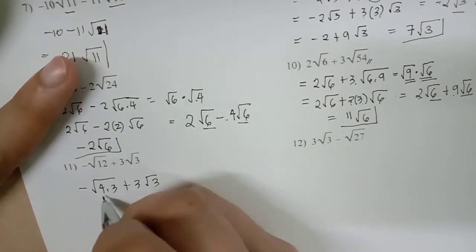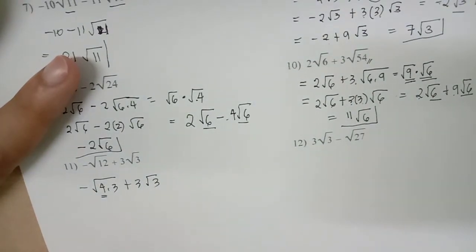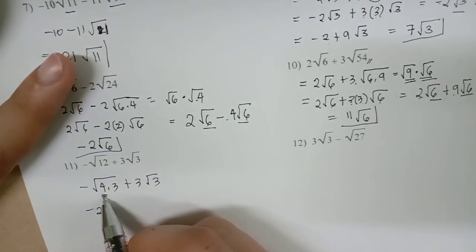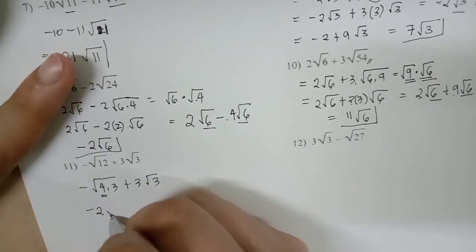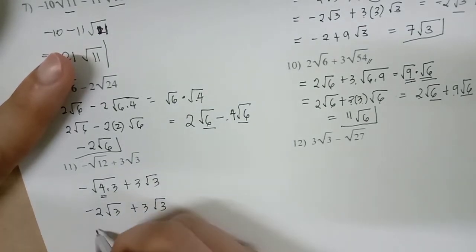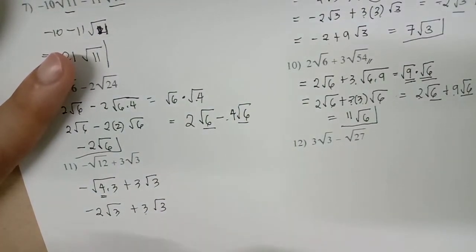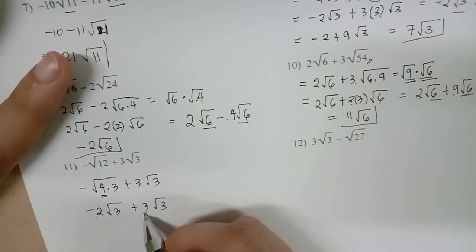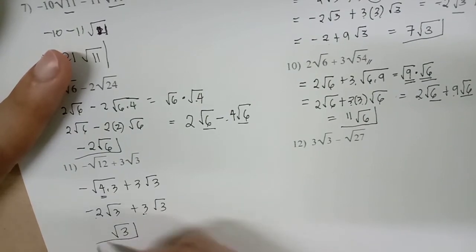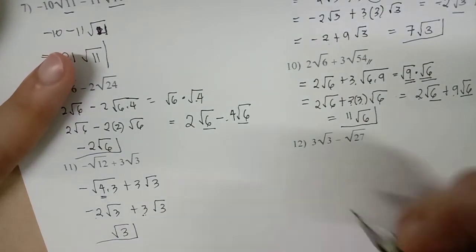Labas lang po natin si 4 kasi o perfect square po siya. So, negative 2. Ang square root po ni 4 is 2. Kaya po lumabas siya. Then, ang natira ay si 3. Plus 3 square root of 3. So, gagawin po natin, add lang natin, negative 2 plus 3. So, magkaiba sila ng sign, minus po natin. 1 lang po ang sagot, so that is, no need to write 1 here. So, square root of 3 na po.